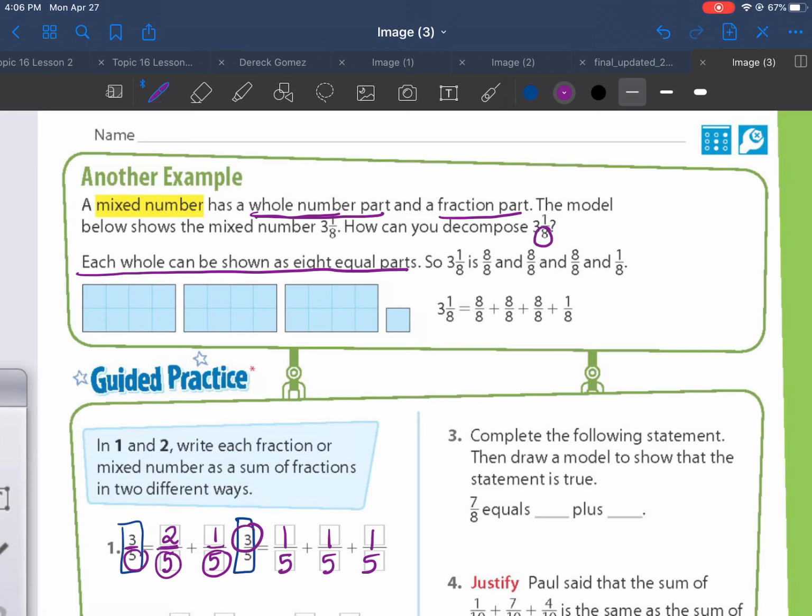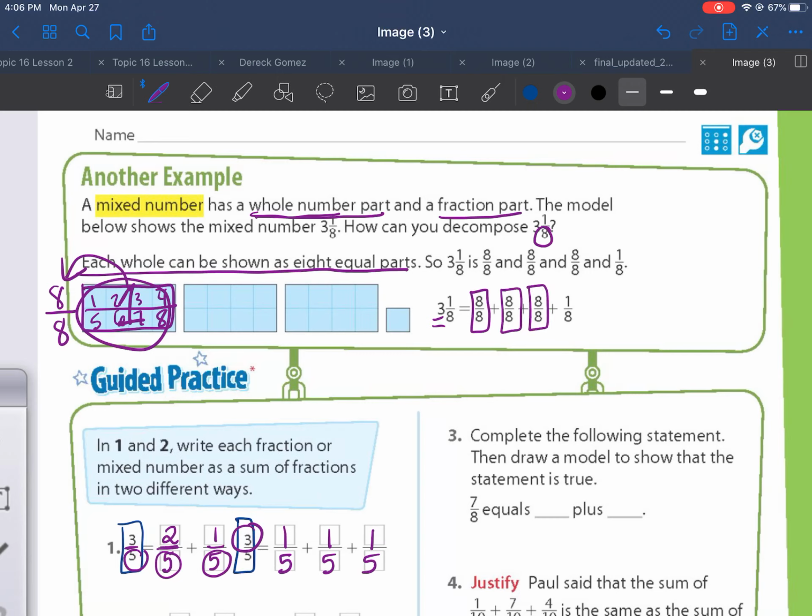Each whole can be shown as 8 equal parts. If you notice, the denominator says 8. So how can we show one whole? By having all 8s complete. So my whole will have 8 parts. If I'm using all of them, that means 8/8. So one whole is the same thing as saying 8/8.